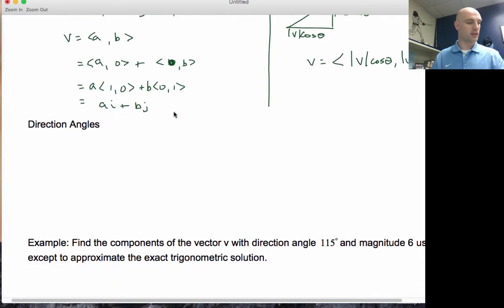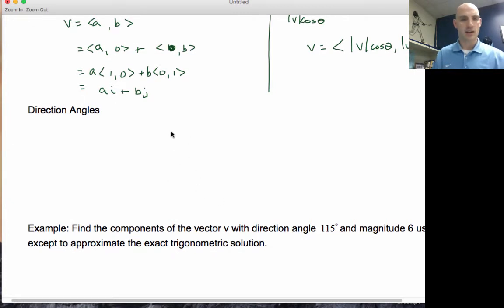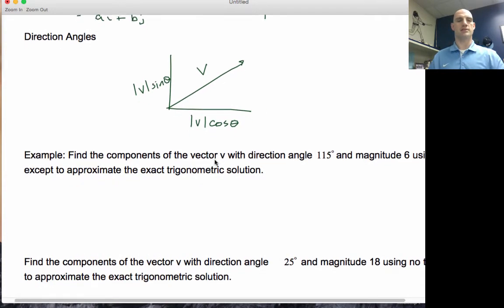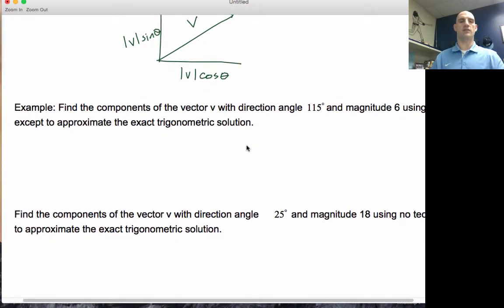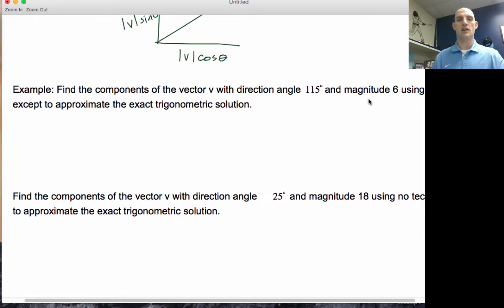This all goes with direction angles, because our vectors this way have a component of magnitude v cosine theta and magnitude v sine theta. And so what do we do with this? It says find the components of the vector v with direction angle 115 degrees and a magnitude of 6, using no technology except to approximate the exact trigonometric solution.